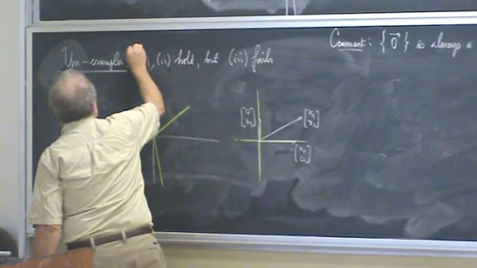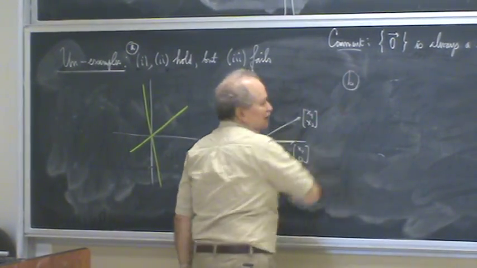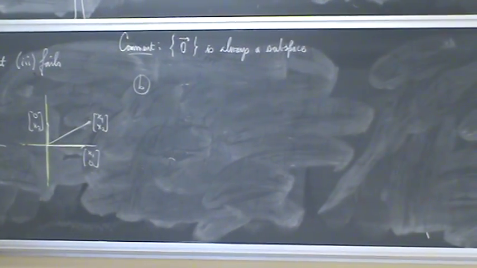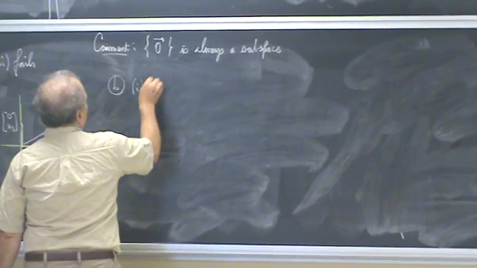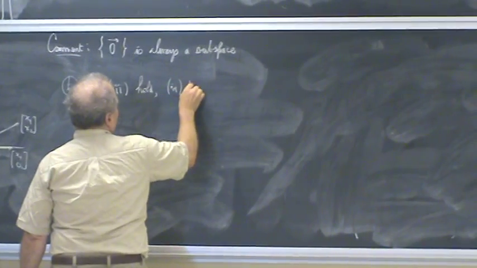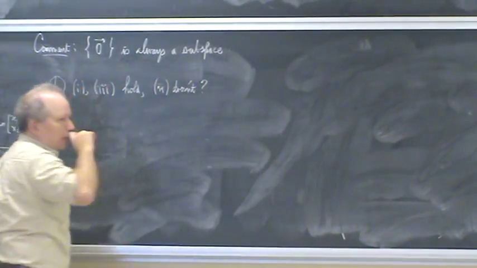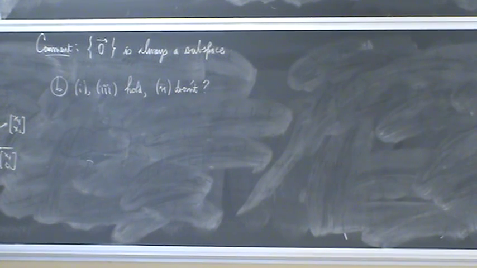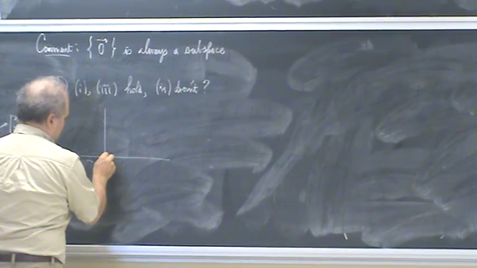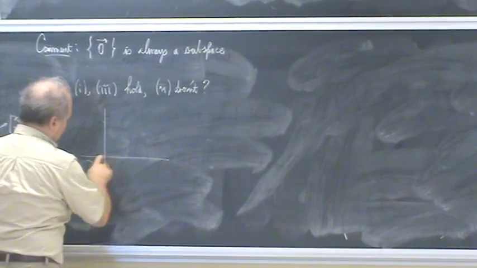Or 1 and 3 hold, but 2 doesn't. Like the positive side of what's normally the x-axis, where x2 has to be positive. Yeah, just half the plane. It could be either way.